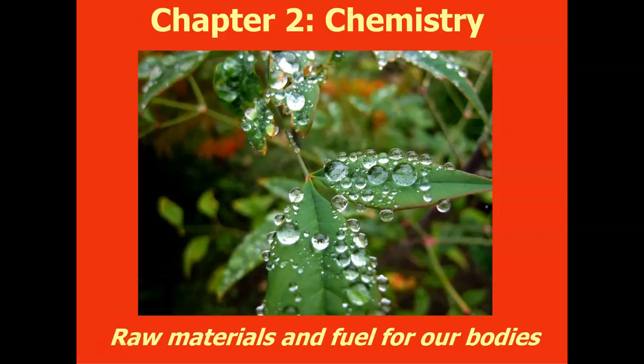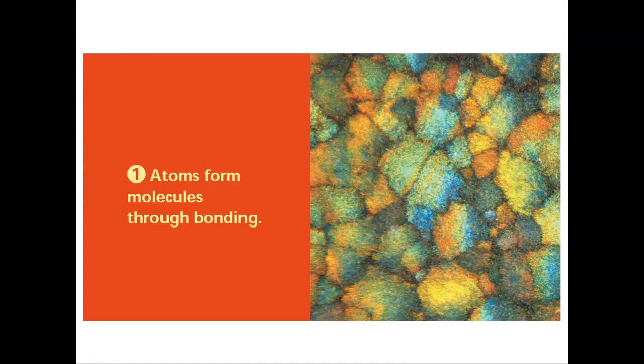Welcome to Biology 101. We are entering into Chapter 2 or Unit 2, and this is going to be our chemistry unit. In this first section, we're going to talk about atoms forming molecules and how they're going to do that. So they're going to do it through different types of bonds.